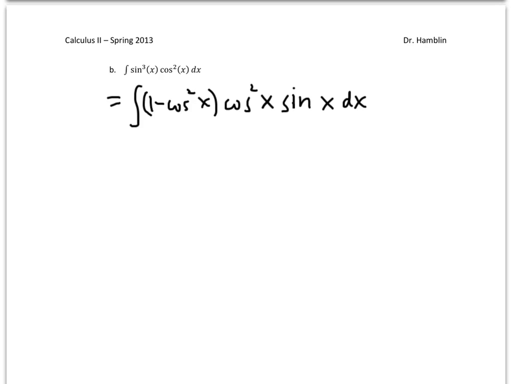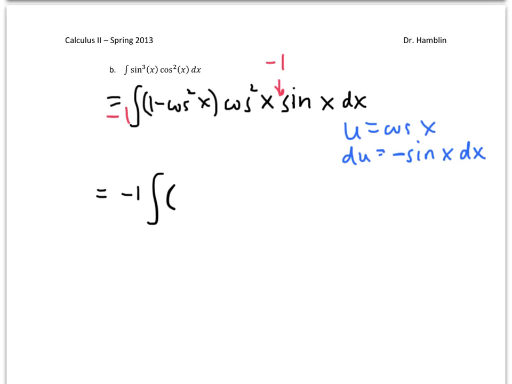And the substitution that I want to do here is u equals the cosine of x. And when I do that substitution, my du is negative sine of x. And that's the reason why I wanted to have this one copy of sine here. Now I've got negative sine of x, so that means that I'm going to stick in here a negative 1, and then that means I have to put a negative 1 out front. So what I end up with is negative 1 integral.